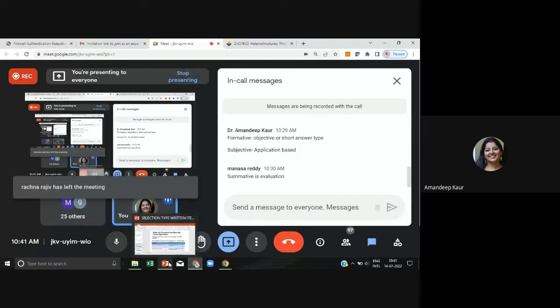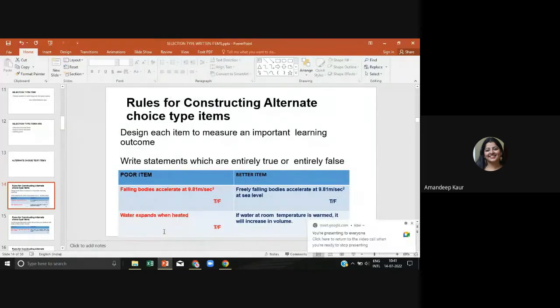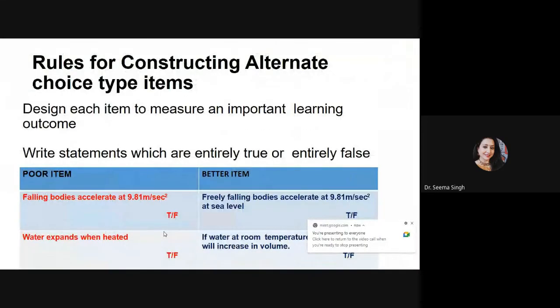Yes, any member from the group? What are we required to do, ma'am? If you could kindly elaborate once again. There are two different types of items. One is the poor item and another is the better item. Can you please analyze what is the difference between the poor item and the better item?